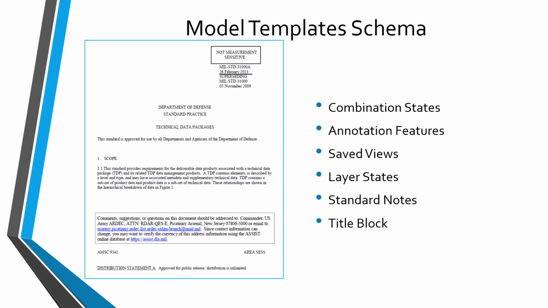And also the title block. Drawings have a title block. You can set up a title block in your part and assembly templates so you can list information about the name, the number, and any other relevant information that you have.